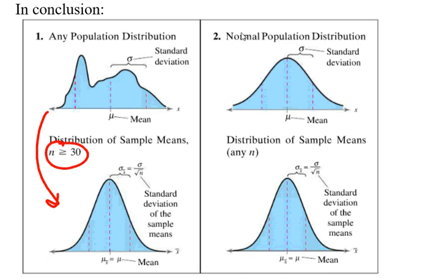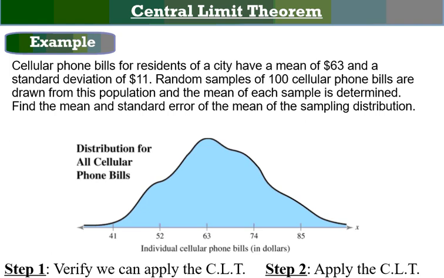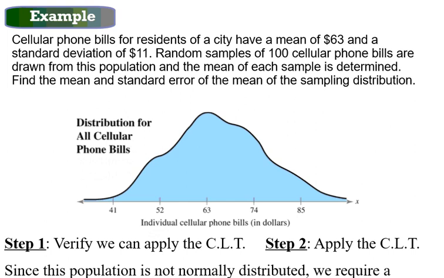If you start with a normal, you can take samples of any size. So that is an important difference. If you have any population distribution and you don't know what it looks like, you need samples of at least 30. If you know that it's normal to start with, you can take samples of any size because it's already normal to start with. So let's consider the following situation. You can kind of see how it's used.